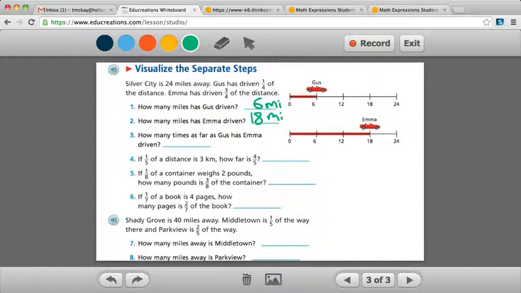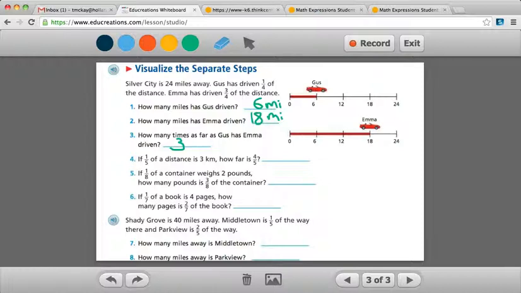Good. How many times as far as Gus has Emma driven? Well, Emma has driven 1, 2, 3. So how many times farther than Gus? She has gone 3 times further than Gus. All right, is everybody still with me? All right, don't be afraid to ask if you need help or raise your hand.